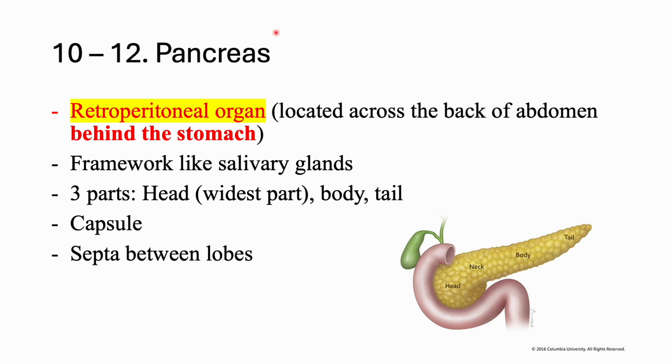So now let's proceed to the pancreas. Is it a retroperitoneal organ? Yes. It's located behind the stomach. It has three parts, just like the gallbladder. It has the head, the body, and the tail.